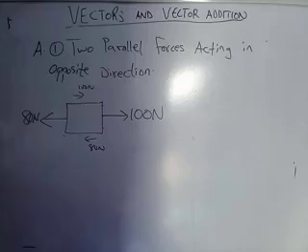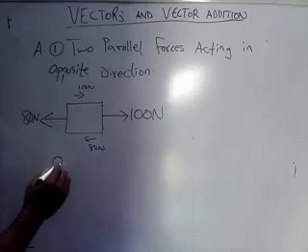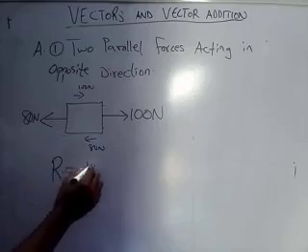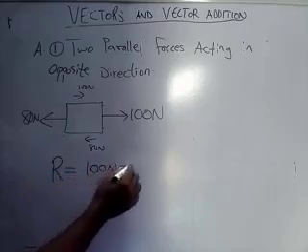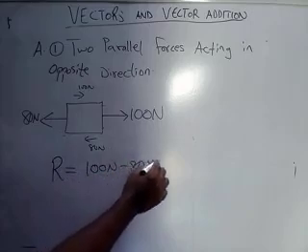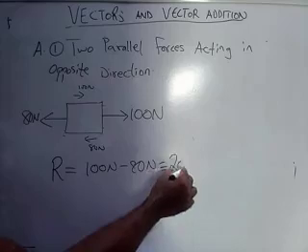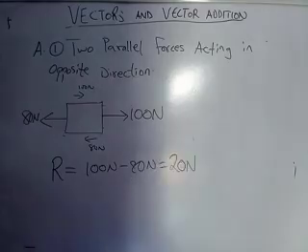Close. That means if two forces are acting in opposite directions, the resultant force is just the 100 newton minus 80 newton, which equals 20 newton. I hope you understand this with the examples I gave. If you don't, please go through it again.